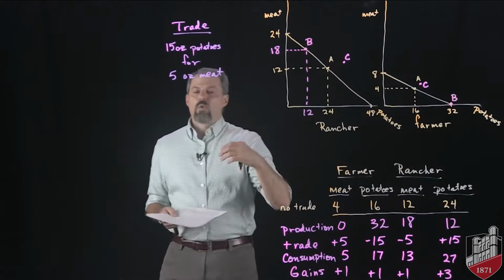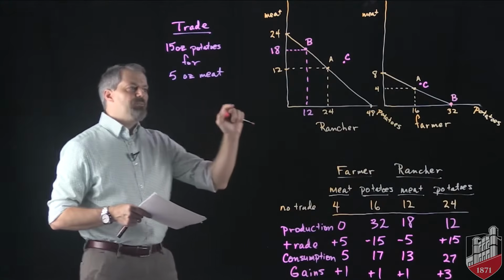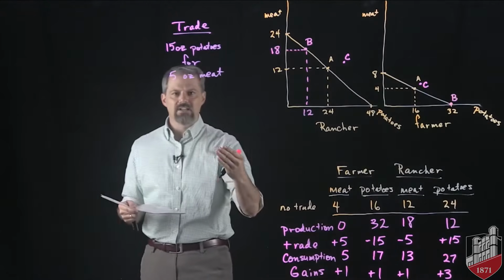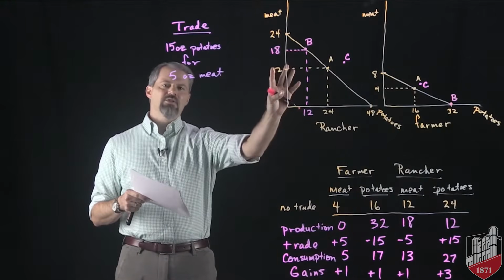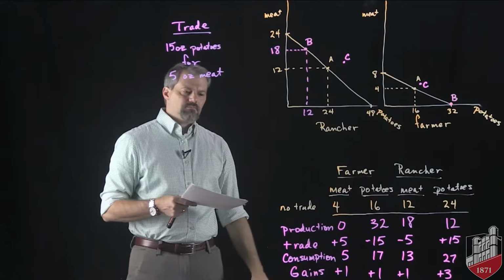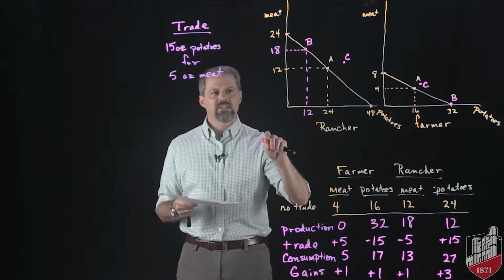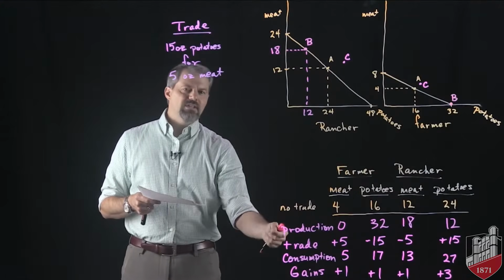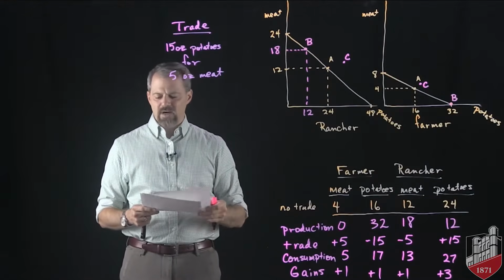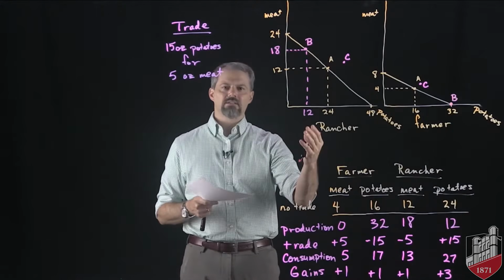If we want to understand where these gains from trade come from, remember that it's important to keep in mind the difference between absolute advantage and comparative advantage. So what you hopefully already know is that the rancher has the absolute advantage in production of both meat and potatoes over the farmer. What has happened here, though, is that that's not what's important. What's happened is that by engaging in a trade with each other, both the rancher and the farmer are able to specialize in the good for which they have the comparative advantage. So comparative advantage has to do with opportunity cost.